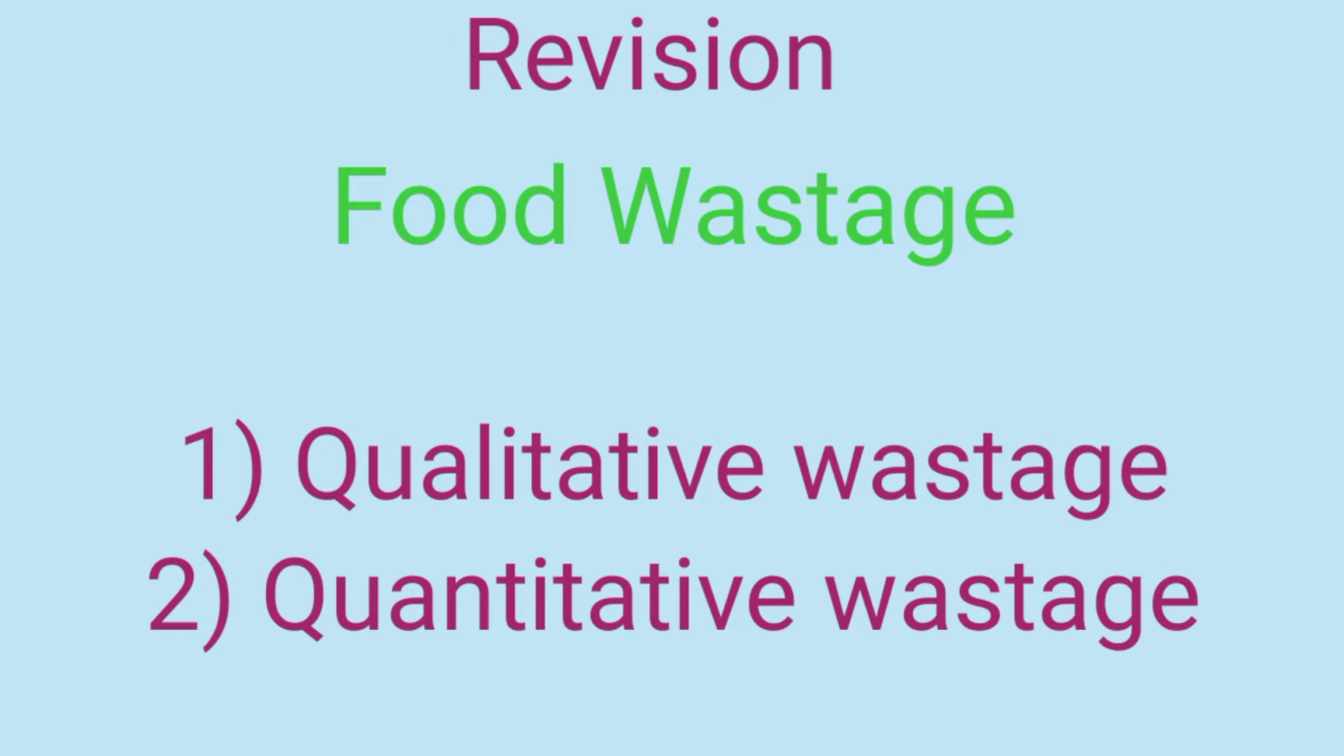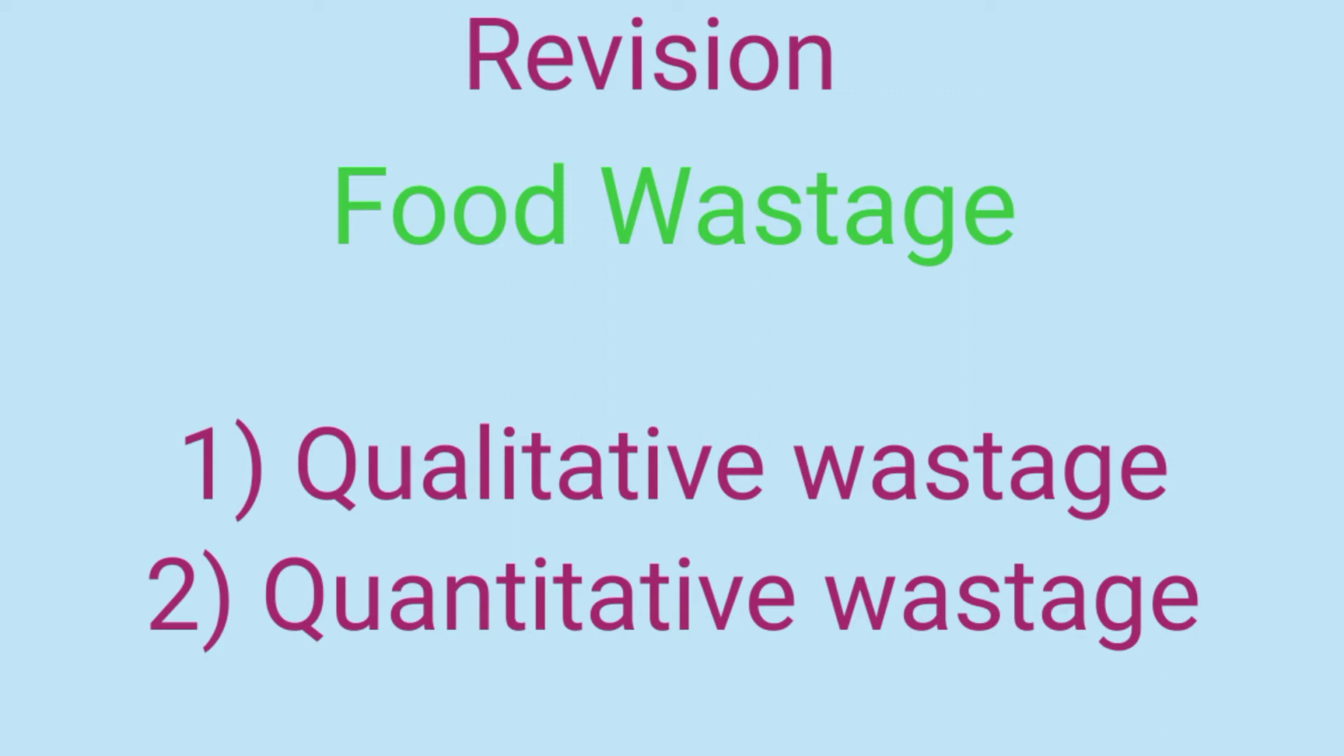Next, food wastage. There are two types of food wastage. First is qualitative wastage and second is quantitative wastage. What is qualitative wastage? If the quality of the food reduces, then that is called qualitative wastage. Means the quality of the food gets destroyed. Overcooking may be one of the reasons for qualitative wastage. Second is quantitative wastage, means the amount of food gets wasted due to certain reasons.